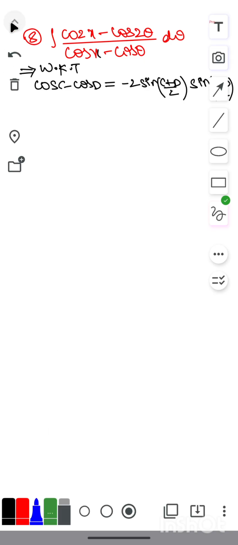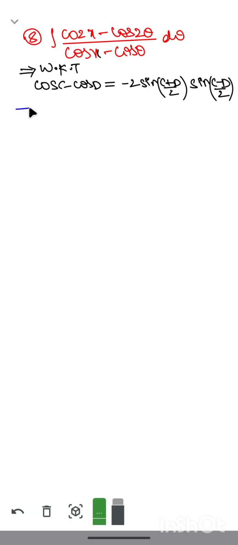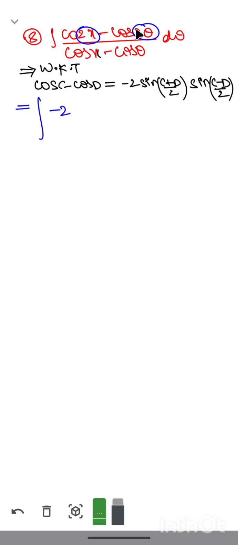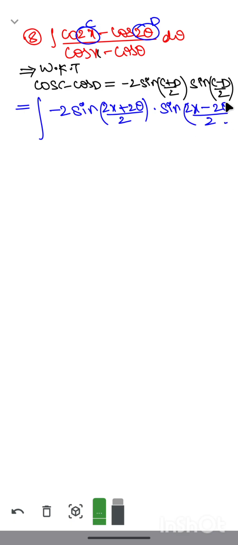So when I use it in both numerator and denominator, the given question can be rewritten as integration of minus 2 into... Here 2x is to be considered as the value of c and 2 theta is to be considered as the value of d. Accordingly, we get minus 2 into sine of (c plus d) by 2, that is (2x plus 2 theta) divided by 2, into sine of (c minus d) by 2, that is (2x minus 2 theta) divided by 2.